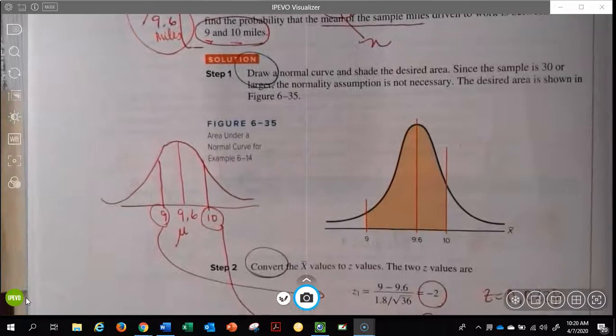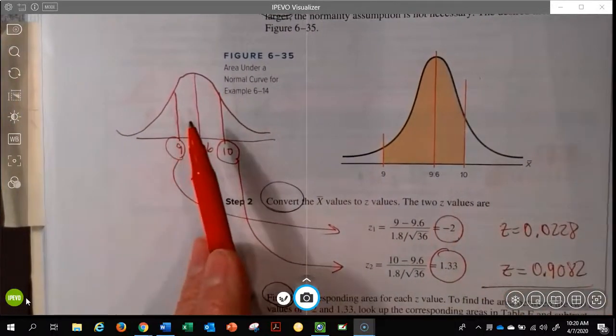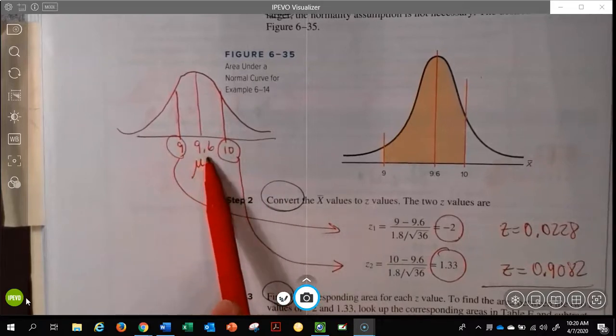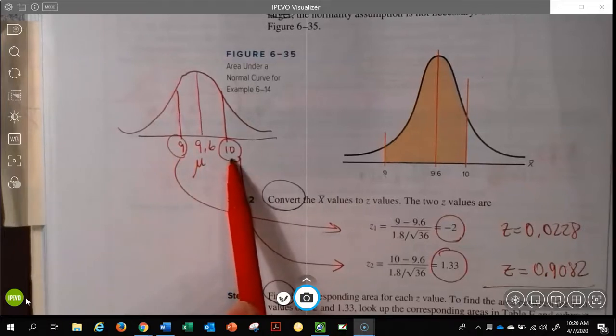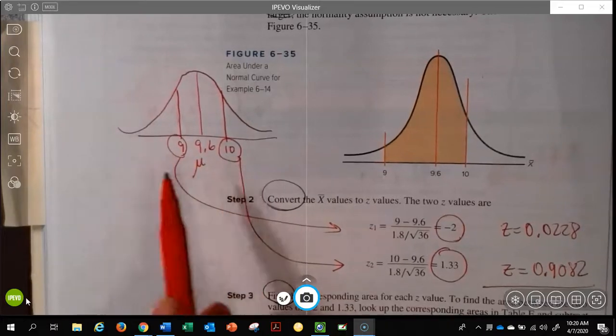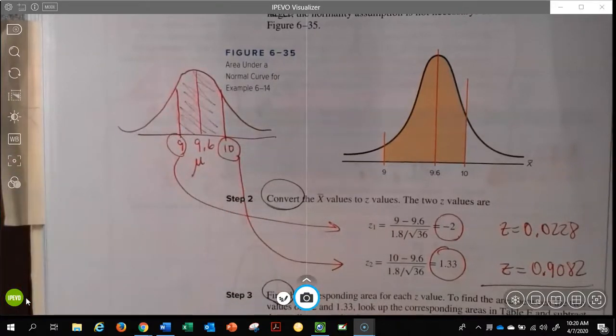So I've already drawn a picture. I think drawing a picture is also your best friend. When I draw my picture, the average is 9.6. It goes dead center. 9 is a little bit below, 10 is a little bit above, and it wants to know what's going to be the probability that all of these people fall in this area between 9 and 10.